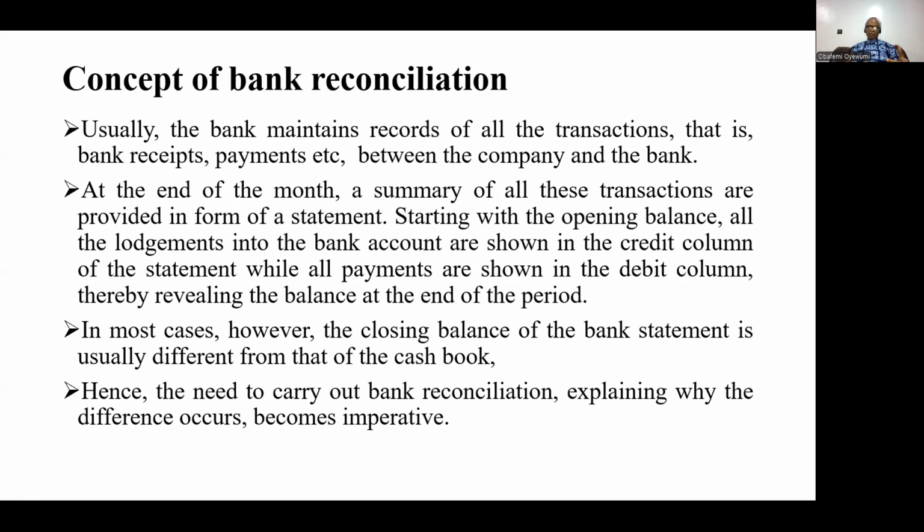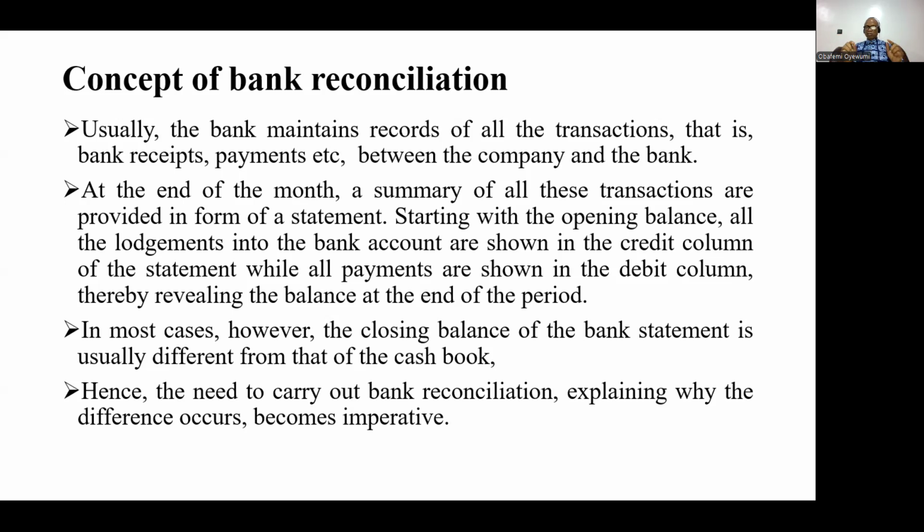Now, I've explained this before. Usually, the bank maintains records of all transactions, that is, bank receipts and payments between the company and the bank. At the end of the month, a summary of these transactions is provided in the form of a statement. Starting with the opening balance, all the lodgements of the bank are shown in the credit column. That's when you have your bank statement.